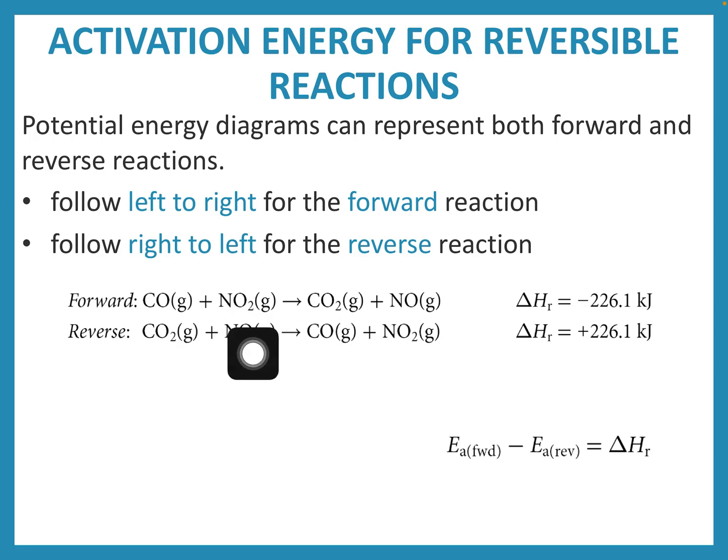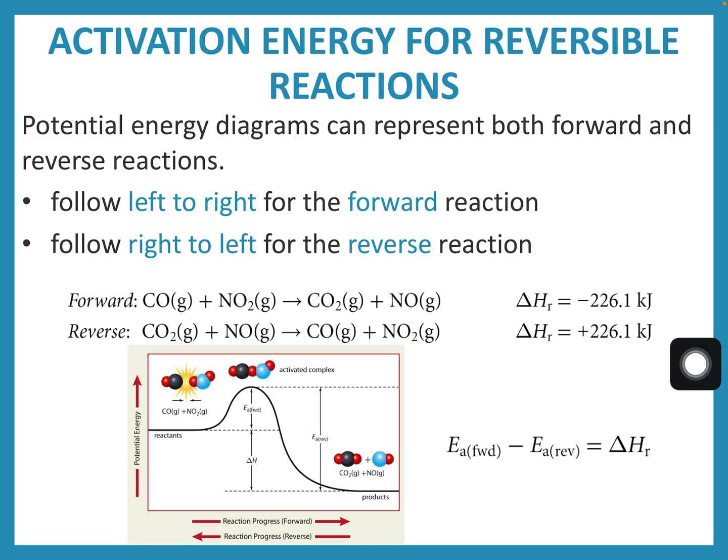The reverse reaction would start with what are the products in the forward, so carbon dioxide and nitrogen monoxide, and produce what were the reactants for the forward, so carbon monoxide and nitrogen dioxide. And the delta H for that would be equal in value but opposite in sign. So this would be an endothermic reaction requiring 226.1 kilojoules.